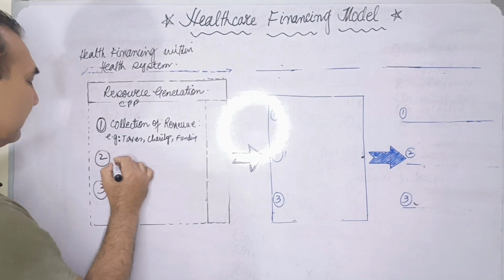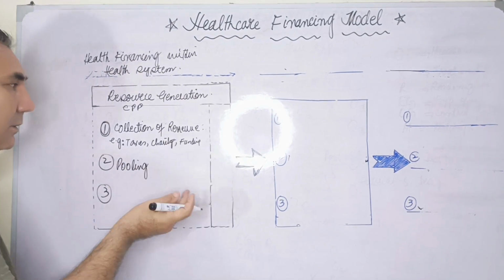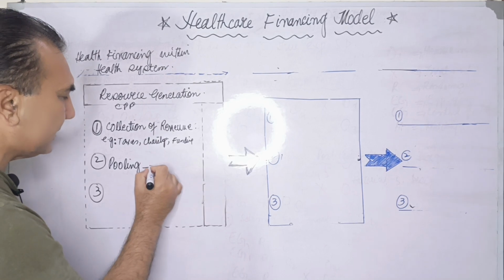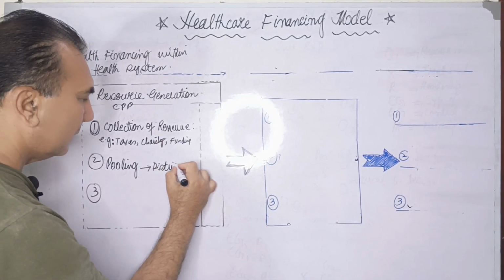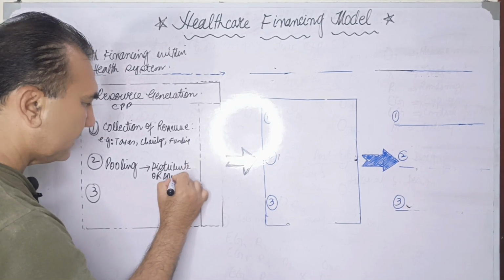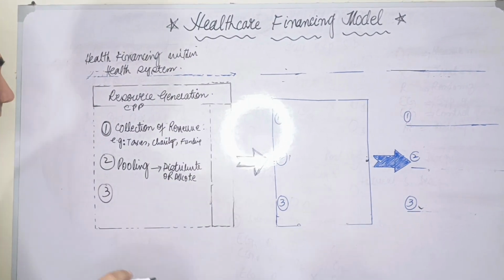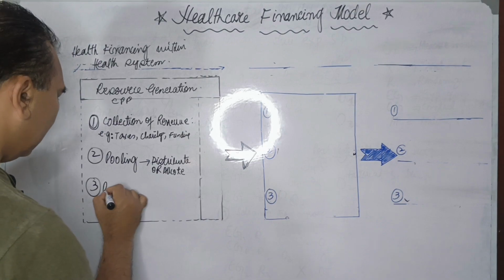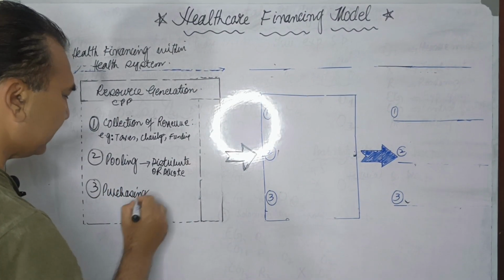The second P is for pooling. When you collect the revenue, then definitely you pool the revenue. Pool means distribute or allocate the resources, allocate the resources where they are needed. And the last one is purchasing. This last P is for purchasing.